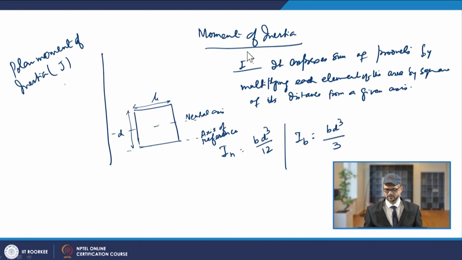Okay. Moment of inertia. So what is the formula for the moment of inertia? I equal to BD cube by 12. It is about the neutral axis. If it is about the baseline, we can find it by BD cube by 3.